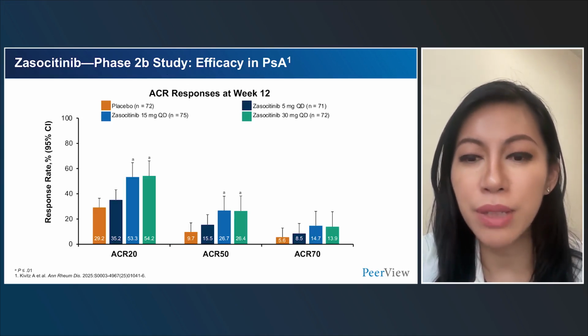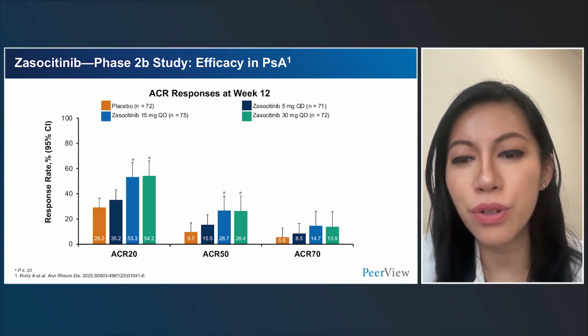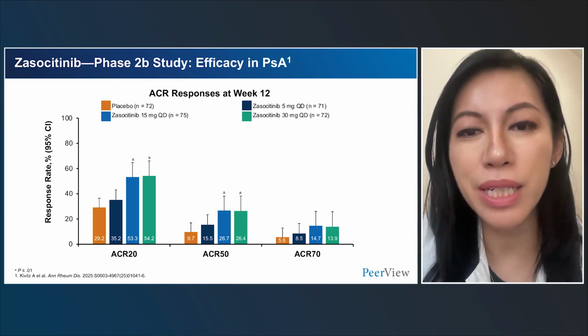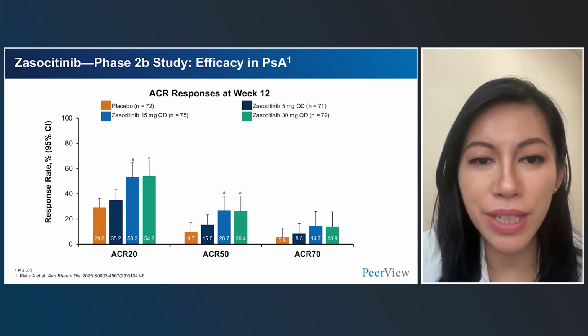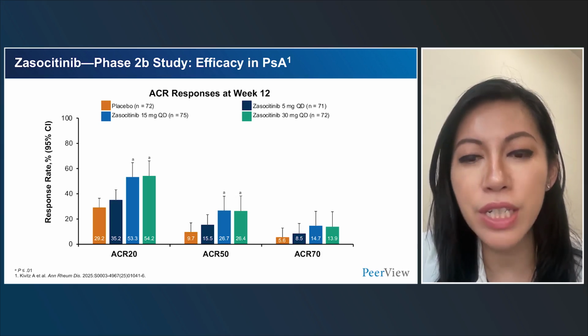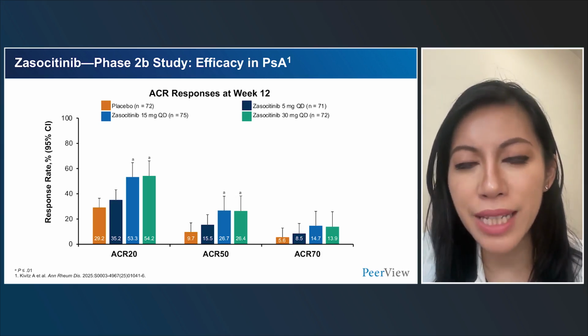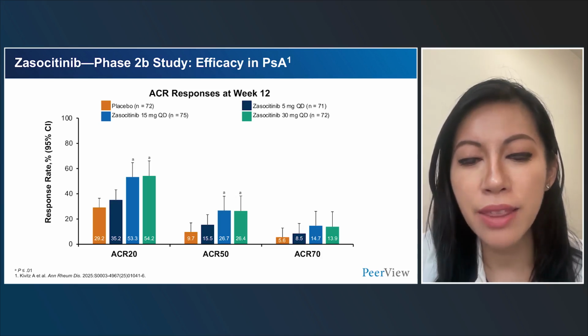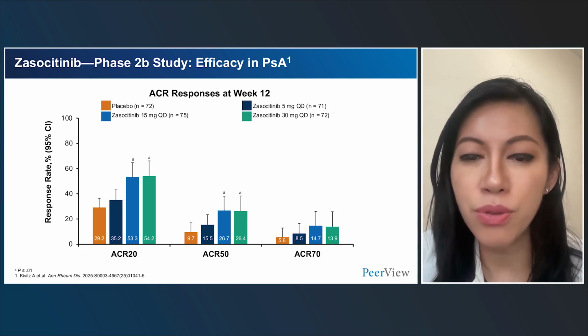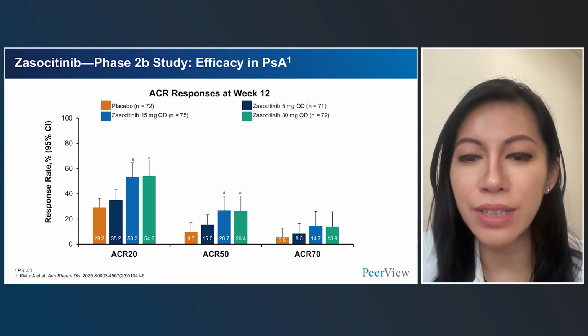Okay. Now, what about zasocitinib? We have in our emerging therapies, remember we have zasocitinib and ESK-001 on the heels in late phase development. We also have zasocitinib efficacy in psoriatic arthritis. And here what we see are different doses of zasocitinib showing efficacy over placebo in terms of PsA. So another nice confirmation that TYK2 inhibition not only affects psoriasis, but also affects psoriatic arthritis and can bring down the disease signs and symptoms in PsA.